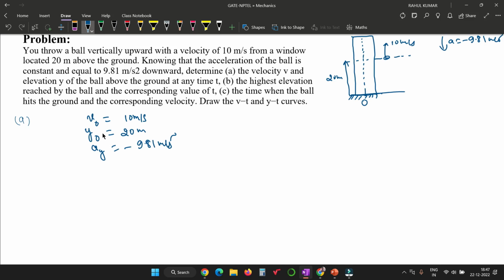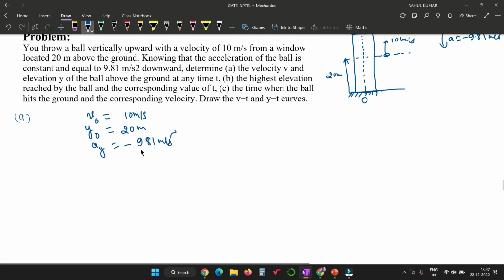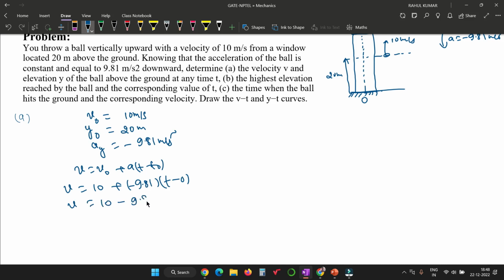So the first problem is asking for the velocity v and the elevation y of the ball. It is very simple. v equals v naught plus a t. Since initially you have thrown the ball from this point, t naught is 0. So v equals 10 plus minus 9.81 times t minus 0. The problem is very simple. So this is the velocity at a certain time t.